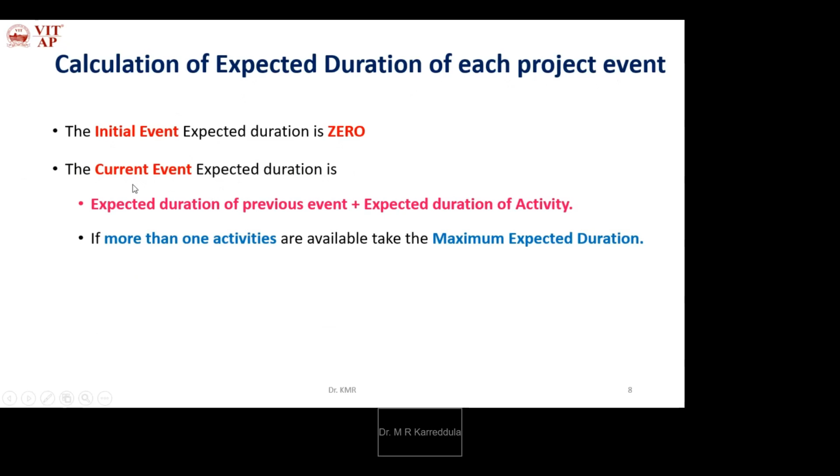The expected duration is the expected duration of the previous event plus the expected duration of the activity. That addition is for the current event. If more than one previous activity is available in the network, take the maximum expected duration for the current event. Like this, we have to calculate the expected duration of every project event.